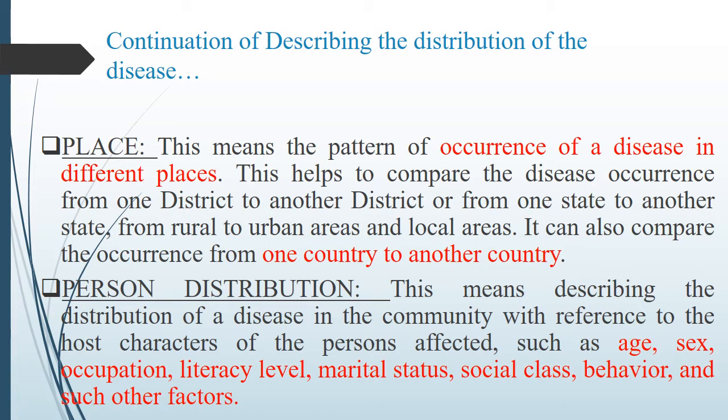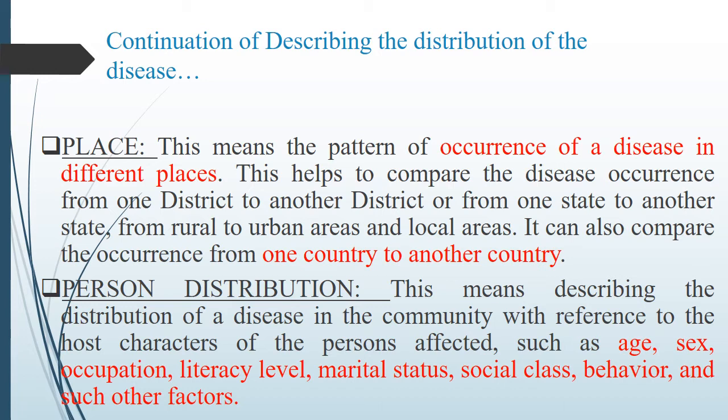These are the examples. And coming to sex, the male person will suffer from cardiac disease, and on the other hand the female person will suffer more from diabetes mellitus. So this is about the person distribution, how the disease differs from person to person, or who will get the disease more. Measles is present more in children. This is an example of person distribution according to age, gender, occupation, literacy level and marital status.